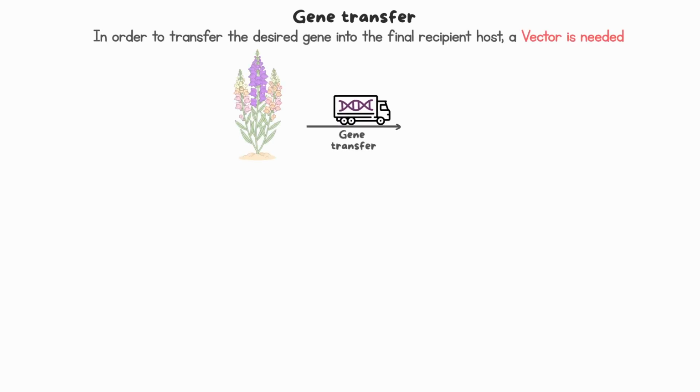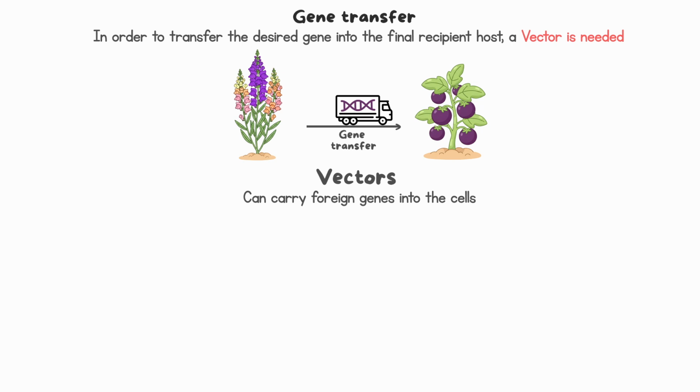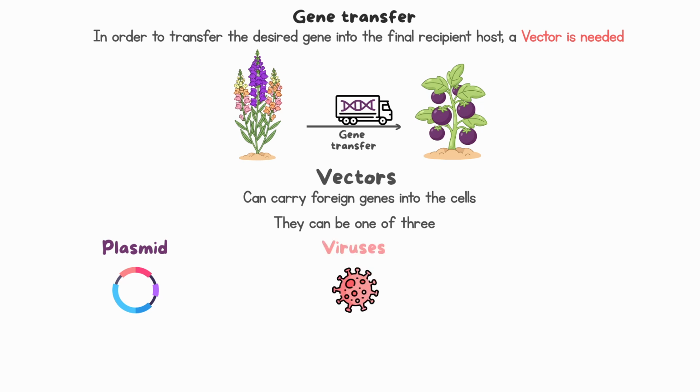Now that we have enough of the desired DNA, we need a way to deliver it into the host organism. In order to transfer the desired gene, we use something called a vector. Vectors can carry foreign genes into the cells. There are 3 main types of vectors, either plasmids, viruses, or liposomes.